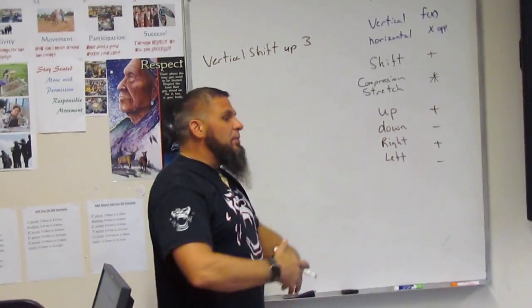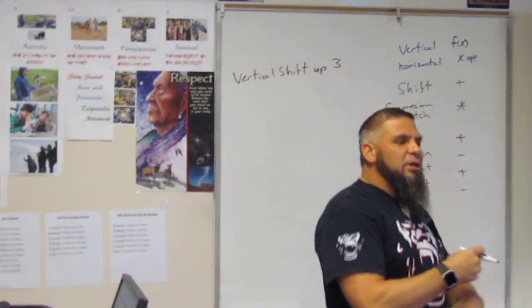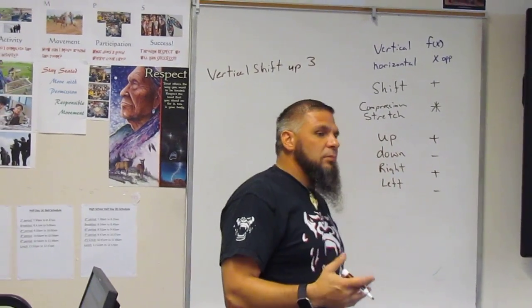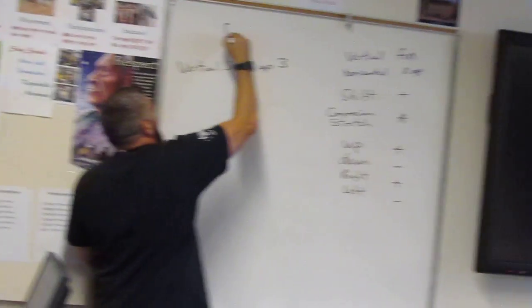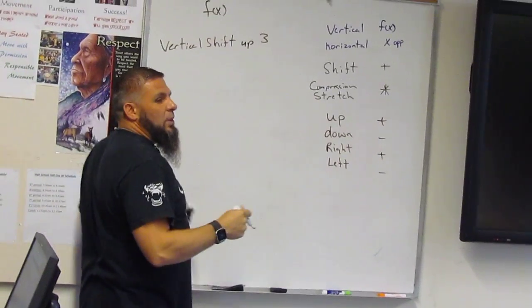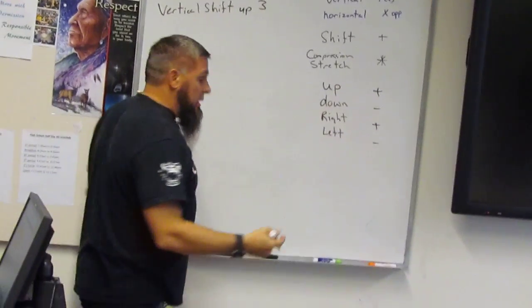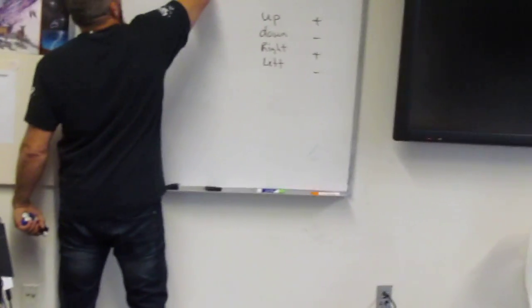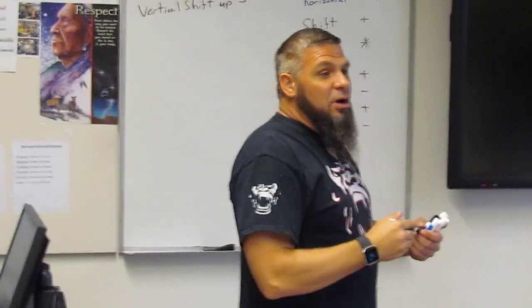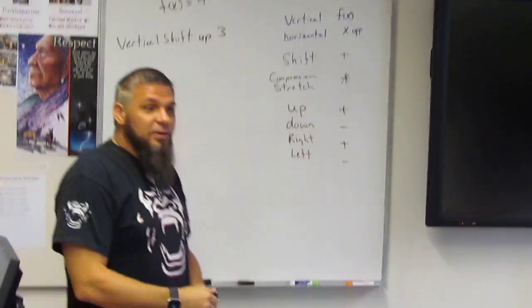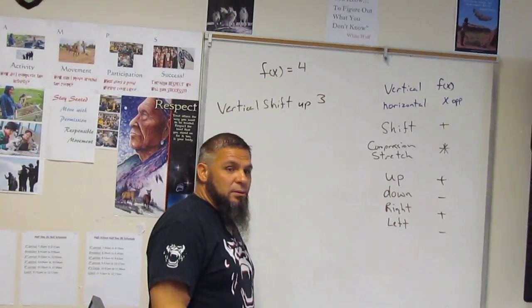Vertical shift up. What is that doing? I need a function. Any function you can think of. f of x equals what? Just tell me anything. 4. f of x equals 4. Okay, that is a function, and you're going to learn what kind of function that is. It's kind of a complex function, but it is a function. f of x equals 4.